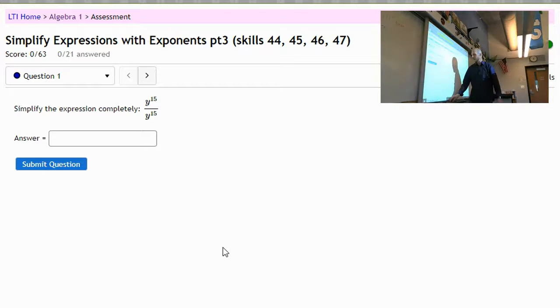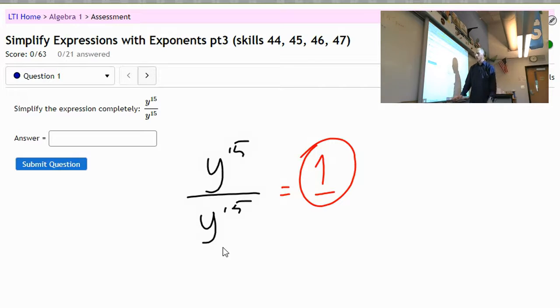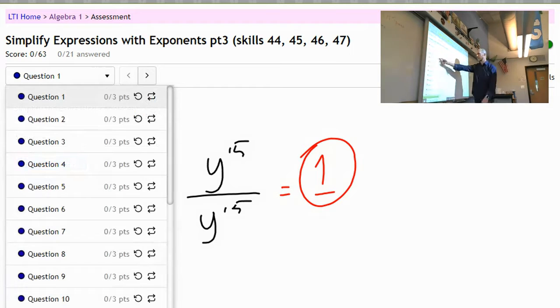Simplify the expression completely. You got y to the power of 15 over y to the power of 15. Any number divided by itself equals 1. Uno. Let's do question 2.